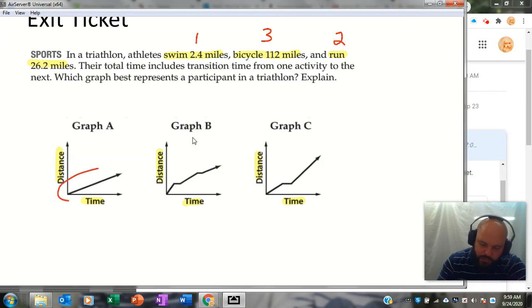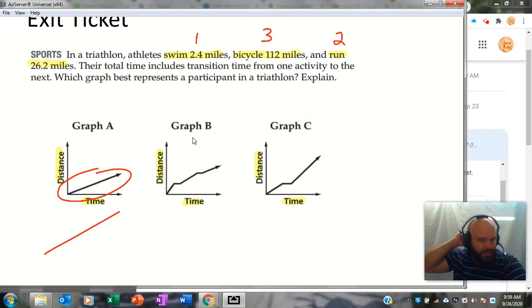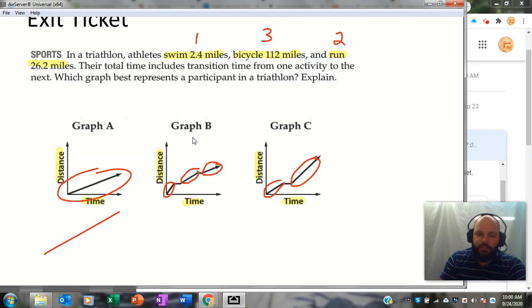So if you look at this first one, it is straight. No change in your distance over time. So that is definitely not going to be an accurate graph because you're not going to swim as fast as you're going to bicycle. If we look at the second one, you can see there are three distinct areas. There's an area right here, there's an area right here, and there's an area right there. The third graph, there's only two distinct steepnesses to the graph. And so that's not going to work because we did three different things. So you can see A is out and C is out, and B has to be the correct answer.